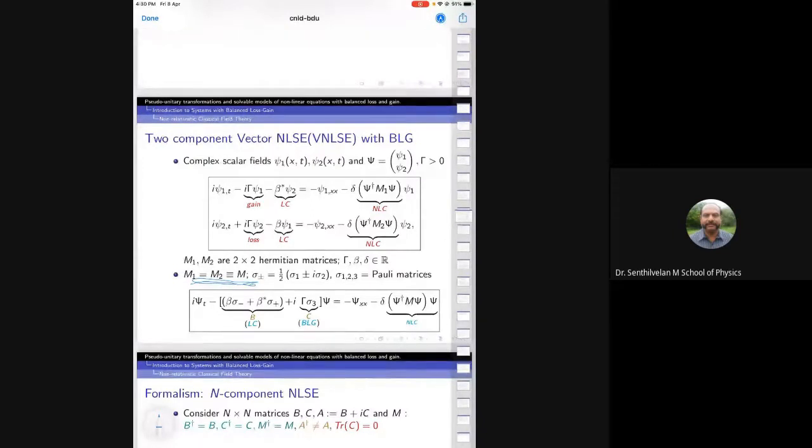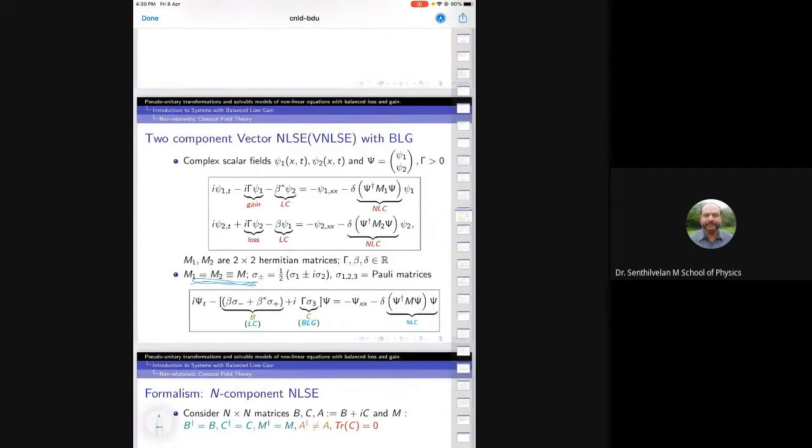But to make things simpler, I take M1 equal to M2 equal to M, though the general case is possible. How is it possible? Because any 2 cross 2 matrix can be expanded in terms of the 2 cross 2 identity matrix and the 3 Pauli matrices.